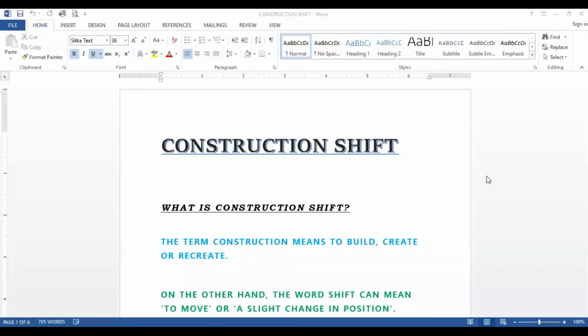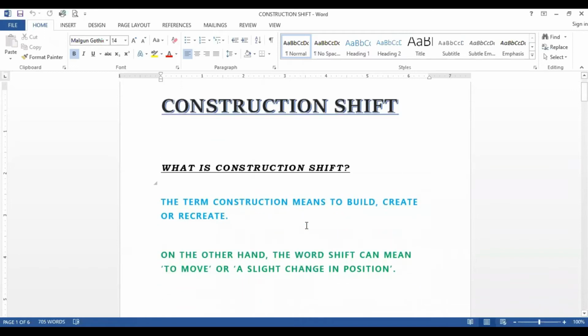All right, so we'll go to a definition now. So we have here construction shift. And what is construction shift? As we all know, when we hear the term construct, we think about building, about making, about putting things together, right? So the term construction means to build, create, or to recreate. When we think about recreating something, it's taking something as it is and making it better or doing some amount of modification to it, right? So that is to recreate. The term construction means to build, create, or to recreate.